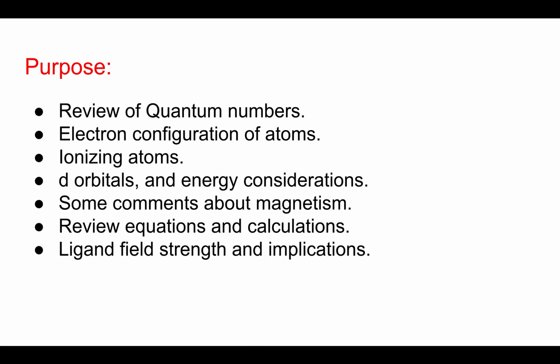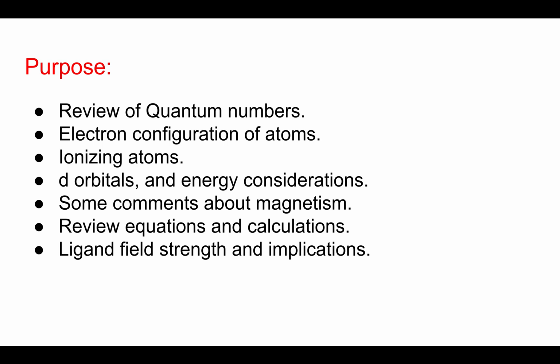We're going to review quantum numbers and electron configuration. We're going to see how we ionize atoms. We're going to talk about d orbitals and how the d orbitals may cause an unexpected splitting in the energy levels. We're going to talk a little bit about magnetism. We're going to go over the equations and calculations you need to understand to determine the number of unpaired electrons.